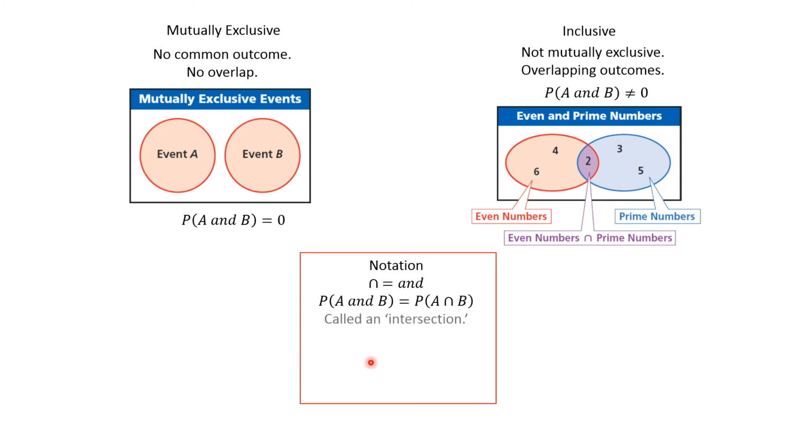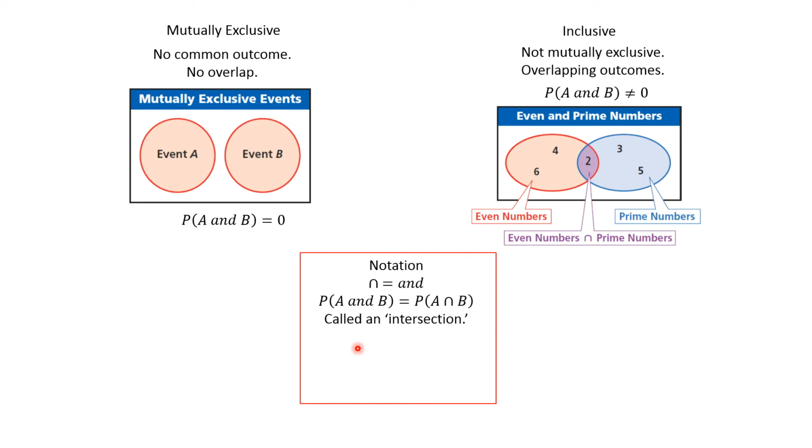But what the symbol is called is it's an intersection. It's where this group intersects with this group. It's where they meet. So we have a symbol for and, because and is a very long word, and so having that symbol saves very valuable time.